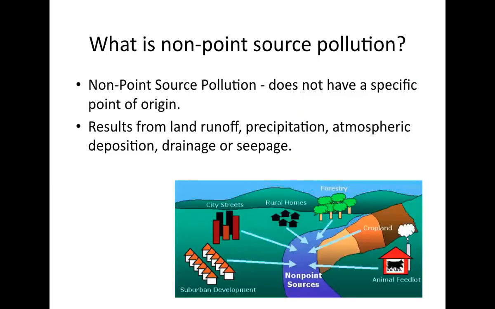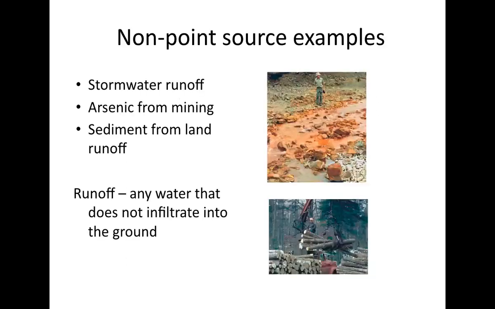The opposite is true of non-point source pollution, okay? This doesn't have a specific point of origin, so we don't know exactly where it came from. It results from things like land runoff, precipitation, atmospheric deposition, drainage, or seepage, okay? So we do not know the exact source, whereas in point source, we can trace it back to where it came from.